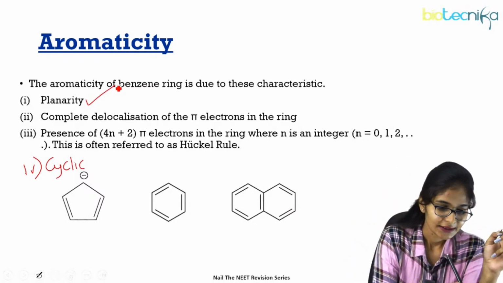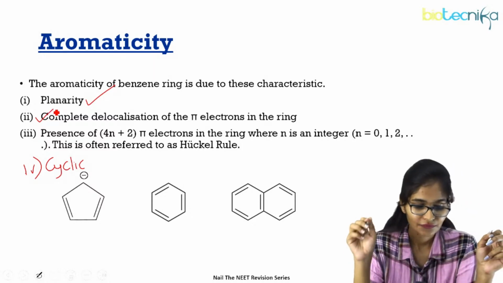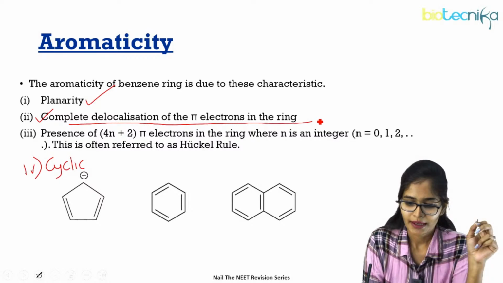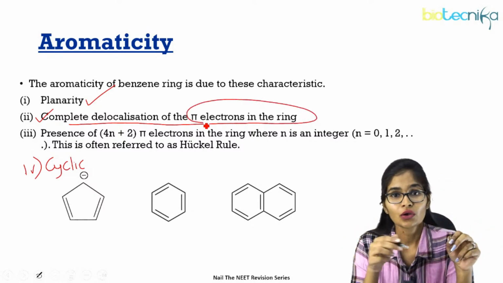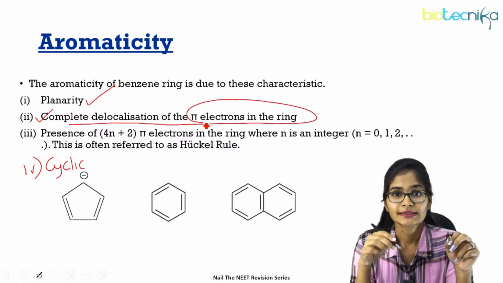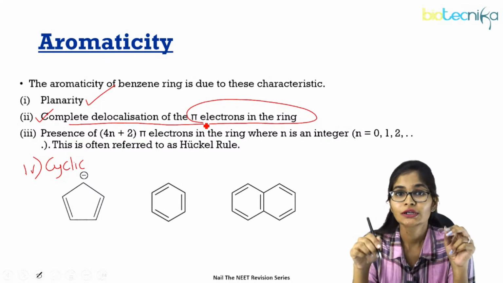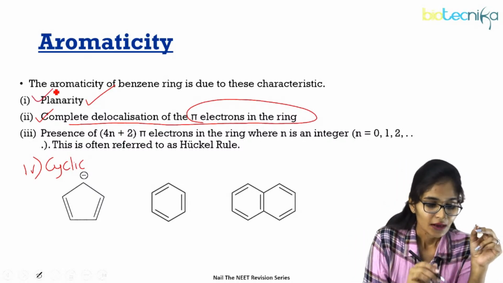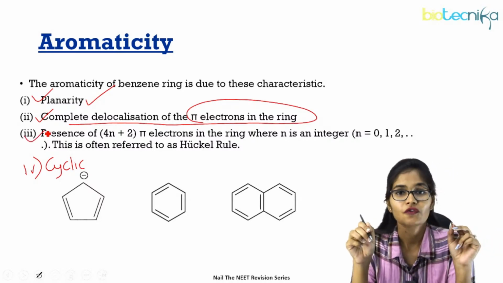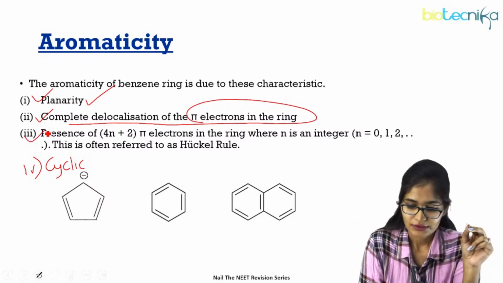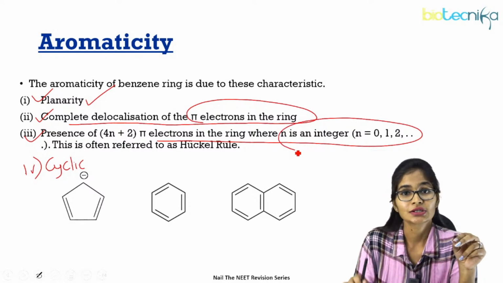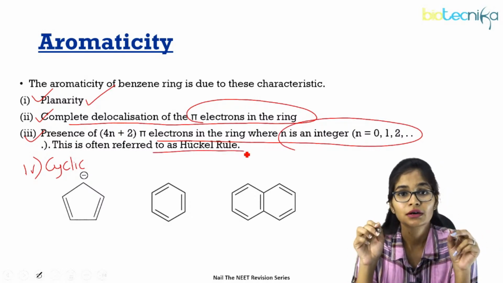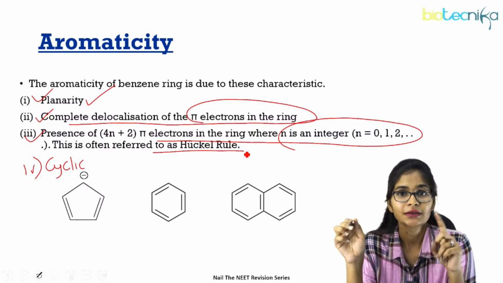Apart from that, the next criterion is that it should have complete delocalization of the pi electrons inside the ring. So all the electrons you can see inside the ring must be involved in the complete delocalization. That's the third criterion. And the fourth one is the presence of 4n plus 2 pi electrons in the ring, where n is an integer, and this is what we call Huckel's rule. So it should obey Huckel's rule.